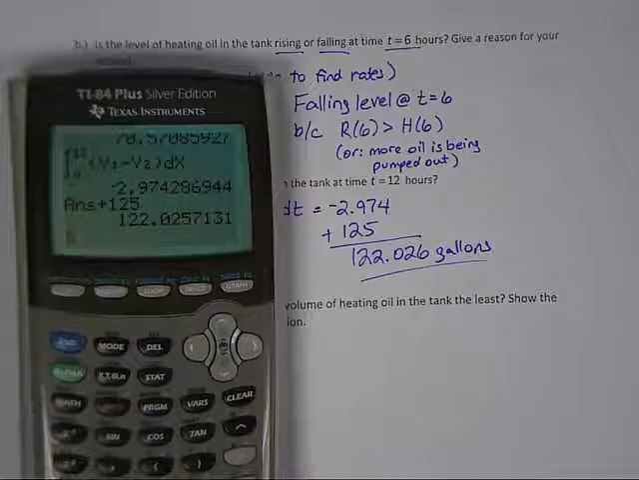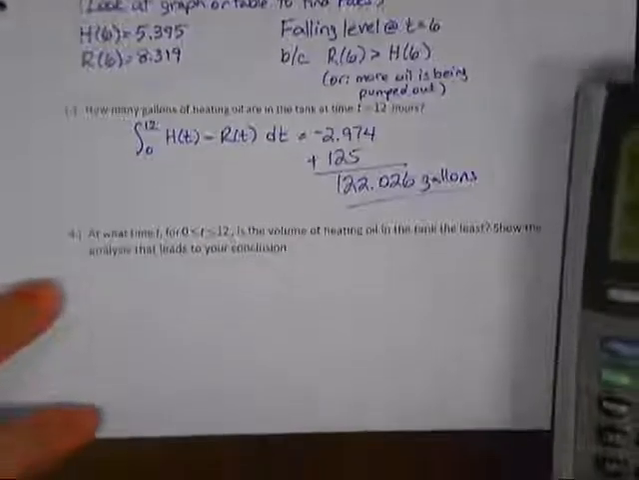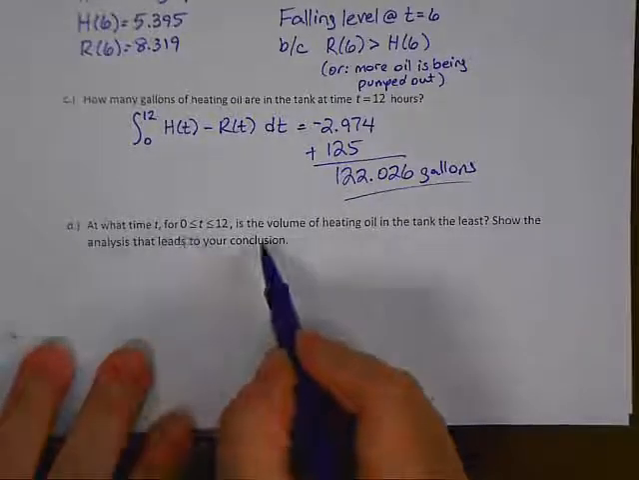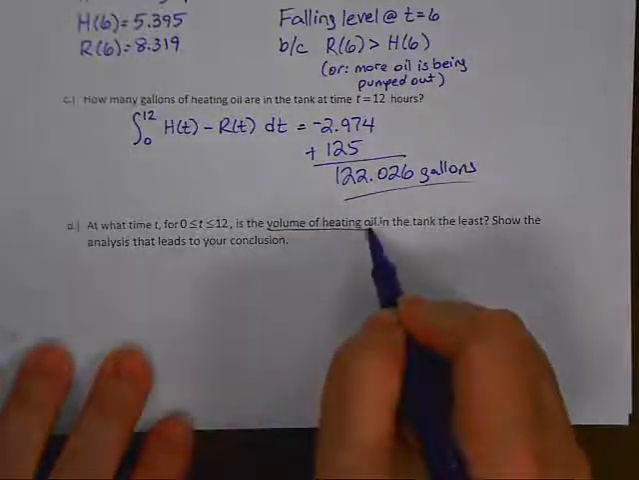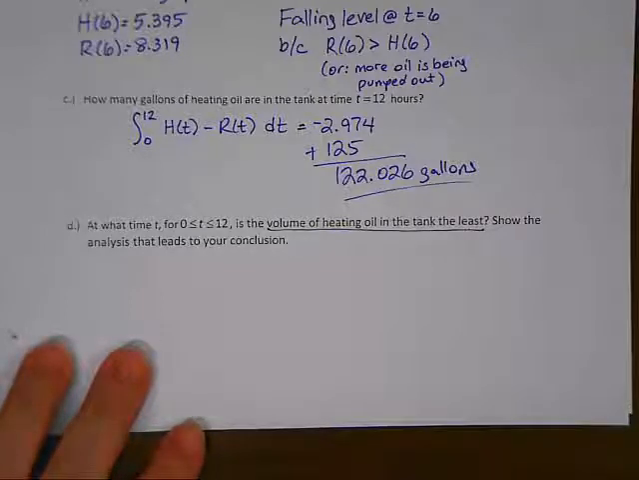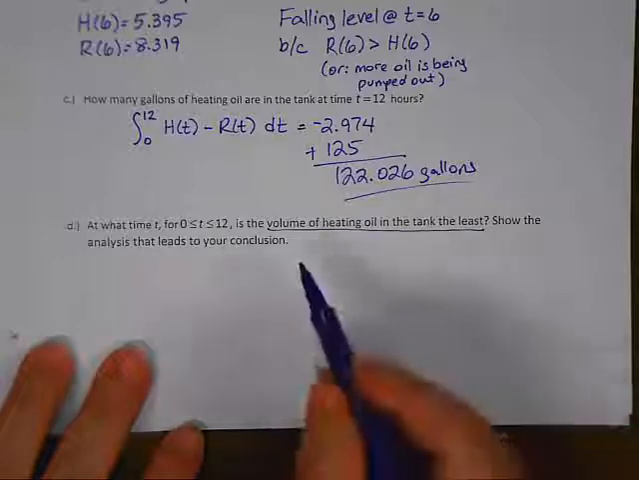All right. Now, let's round the corner and head home. Letter D. At what time t from 0 to 12 is the volume of the heating oil in the tank the least? Show the analysis that leads to your conclusion. Now, I really would like to do turn and talk time, but I need to get through this, so I'm going to kind of walk you through the whole thing.